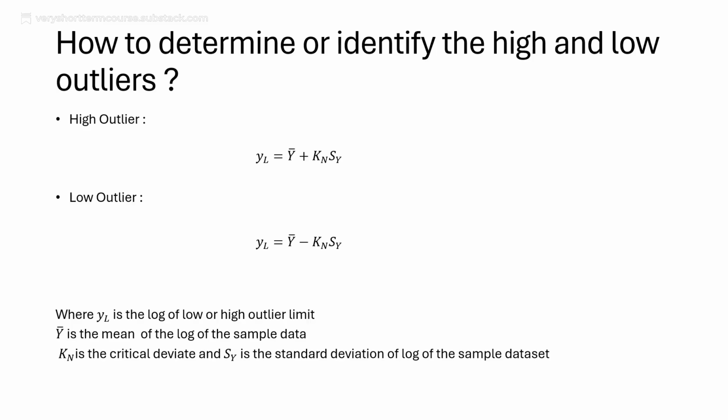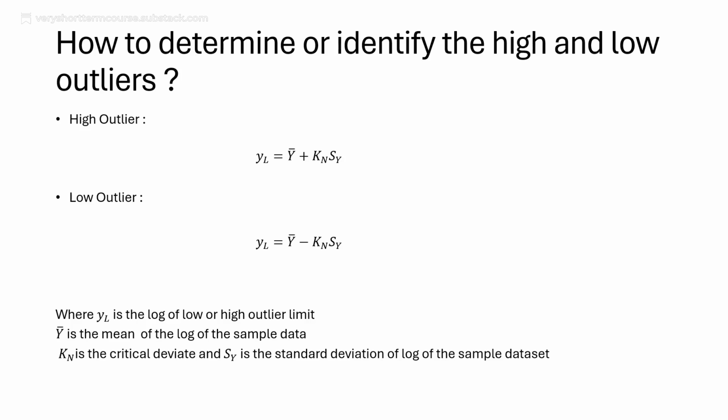Now what is S subscript Y? It is the standard deviation of the log of the sample data set. Always remember, everything here is with log. Don't do anything directly on the data. First convert it into log, then find the mean, then find the standard deviation, and find the value of K from the table of Ks that is available on the internet or in any book of statistics, as per the number of samples in your data set, right?